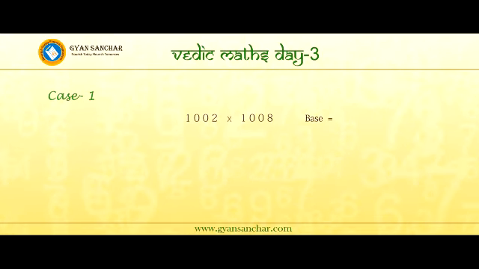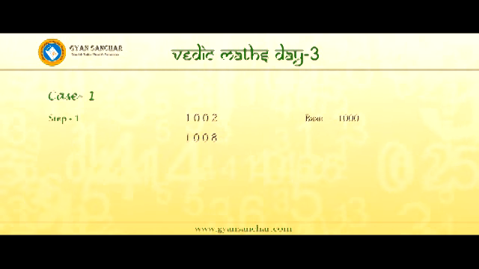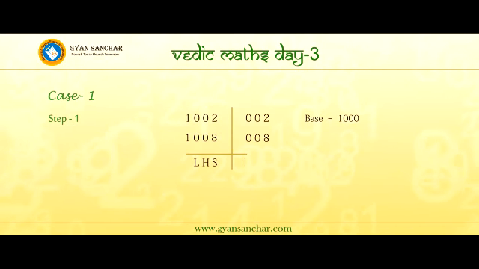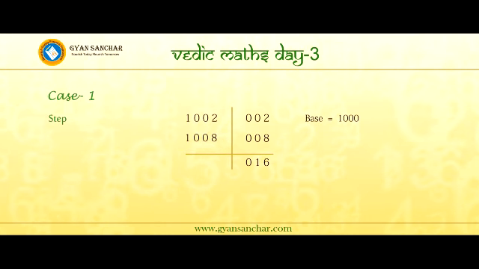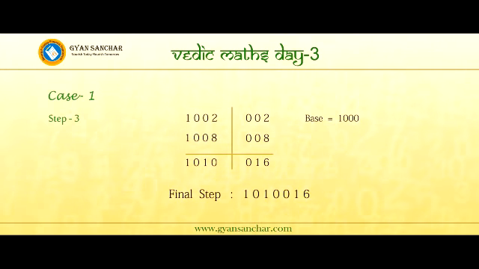Special case A. Let us take an example of multiplication of 1002 and 1008. Here the nearest base is 1000. Step 1. We get the differences as 002 and 008 respectively. Step 2. The RHS comes out to be 16, but as discussed earlier, we need to add 0 to the left of 16, and hence the final RHS is 016. Step 3. The LHS is 1010, that is 1002 plus 8 or 1008 plus 2. Final step. Combining step 2 and 3, we get the net result as 1010016.